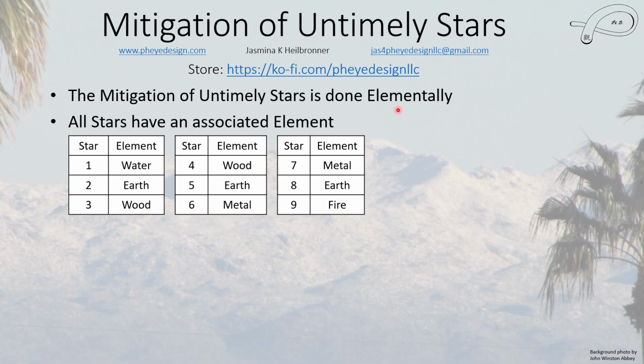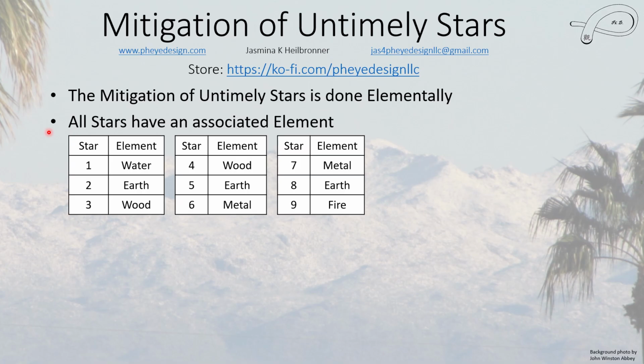That is adding an element. It is quite easy to do when you have a single element. When you have two or more untimely elements or untimely stars, it gets much more complicated, and I'm going to talk about that here. But of course, we start out with all stars have an element associated with them, and that element tells you how to mitigate.